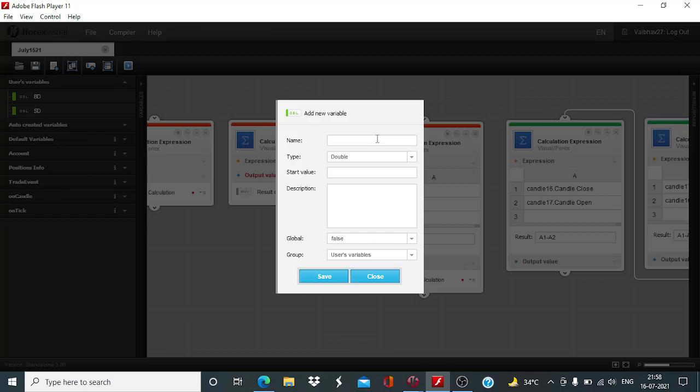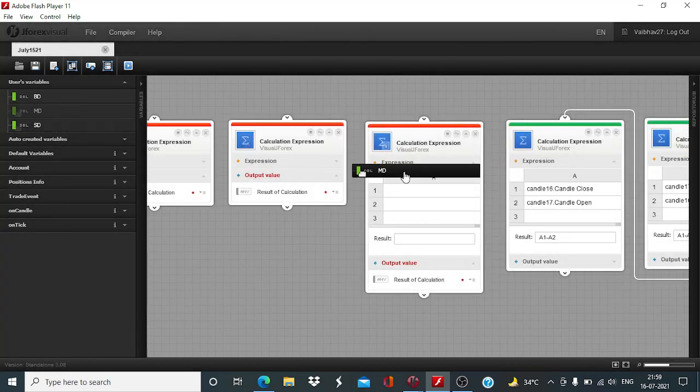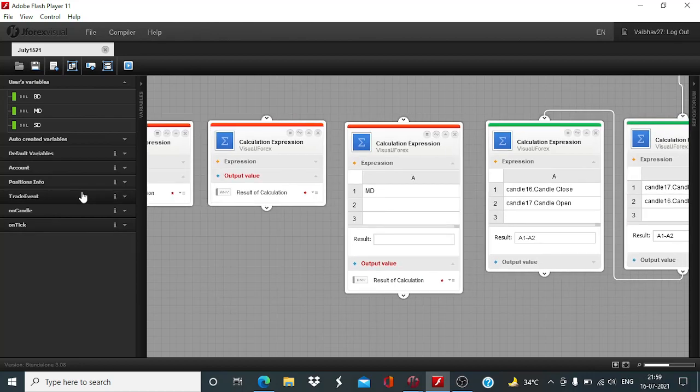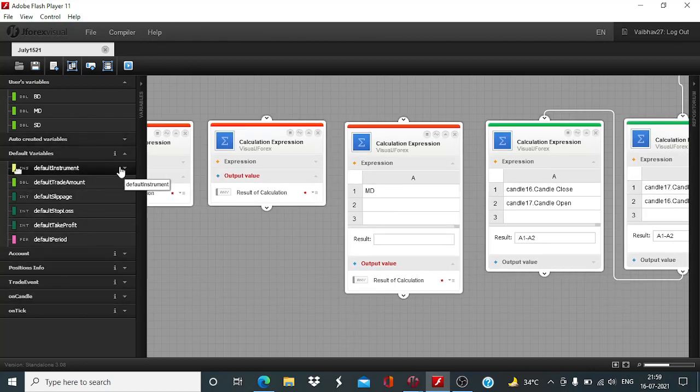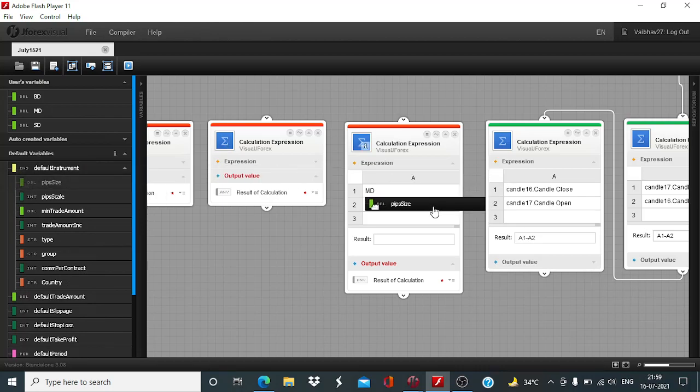So a minimum difference of 10 pips should be there between the last hourly candle close and the prior hour candle open. So here we define that. We will take A1 into A2.